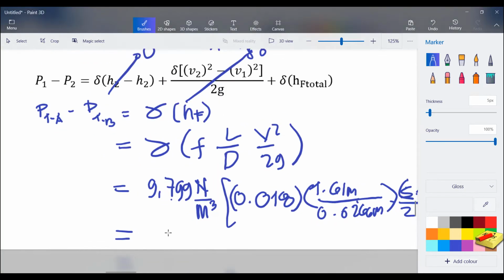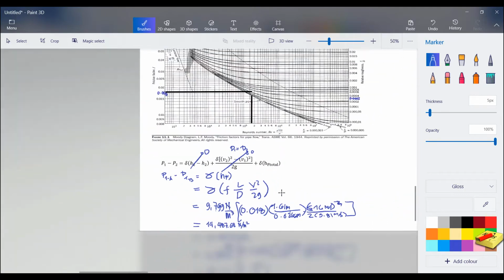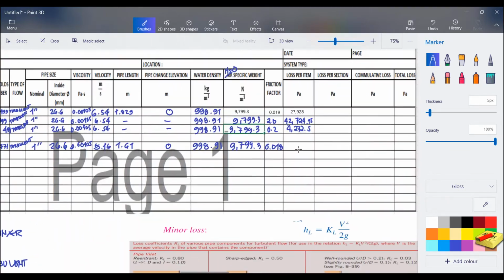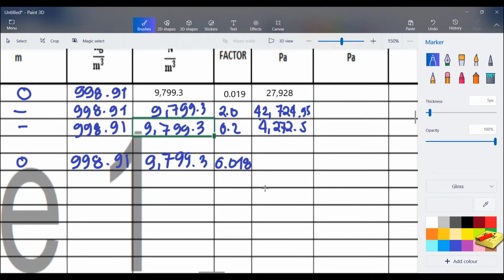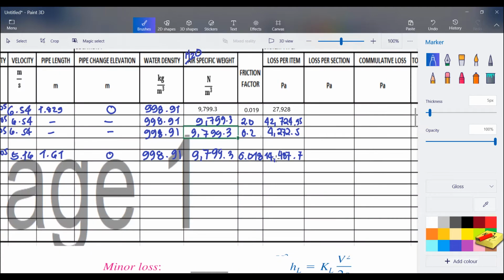And we have the value of 14,487.68 Newton per square meter. So inputting that one in our table, it will be 14,487.7. So we round it up, so round up na lang natin.